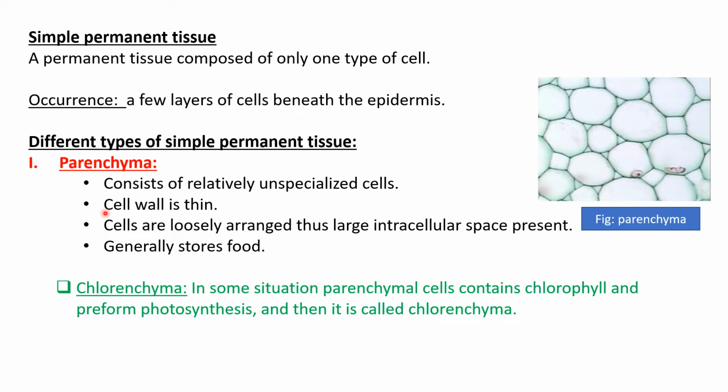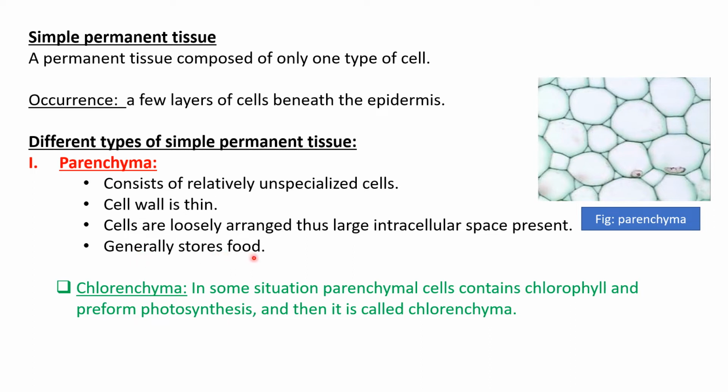What are they? First one is parenchyma. What is parenchyma? It consists of relatively unspecialized cells. The cell walls are thin. Cells are loosely arranged, thus large intercellular space is present. See the picture on the right side. Here the cells are loosely arranged, so we can see the space. This is called intercellular space. So in parenchymal cells, we can see the intercellular space because the cells are loosely arranged.